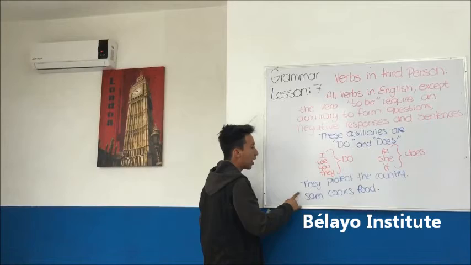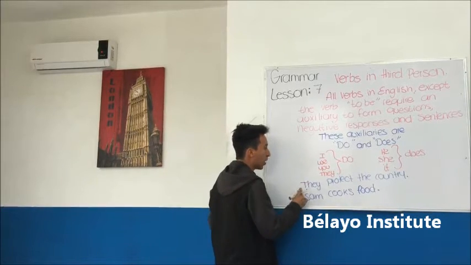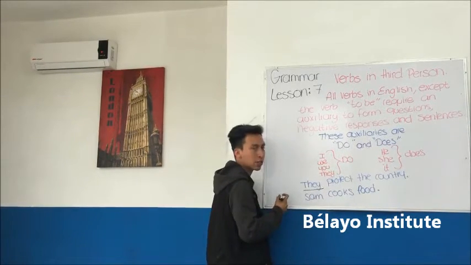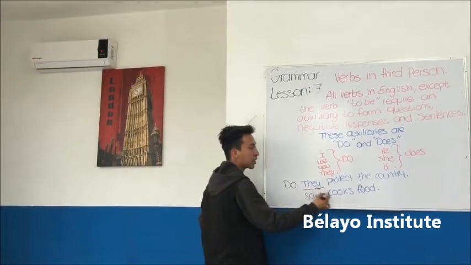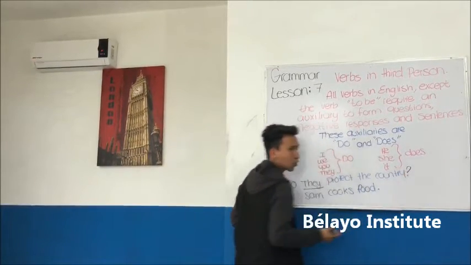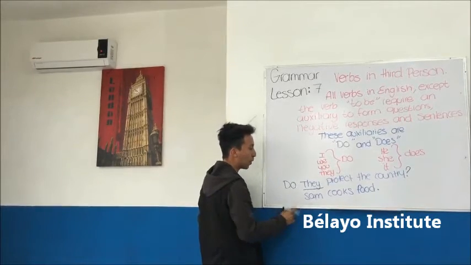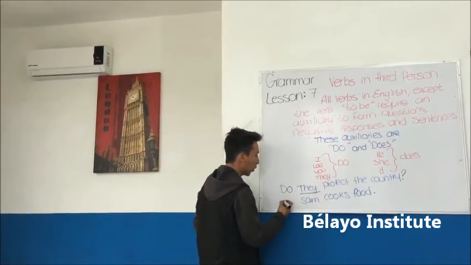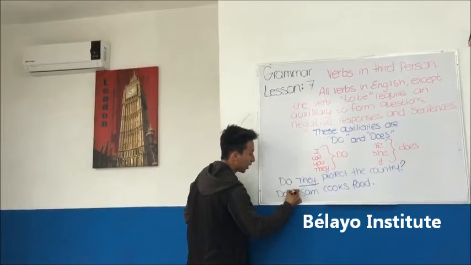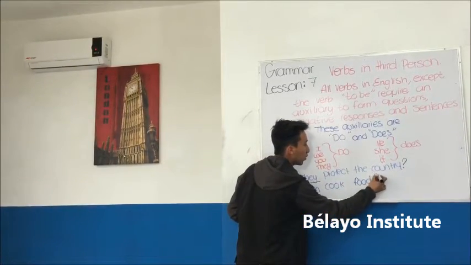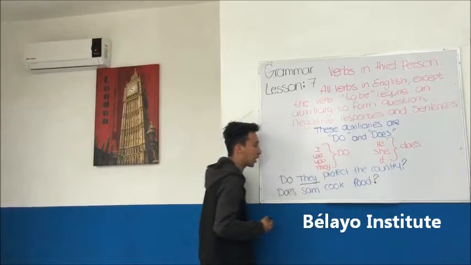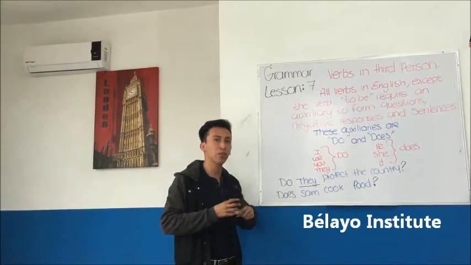For example, they protect the country. This is first person, so we're going to add do at the beginning. Do they protect the country? And the question mark. Then, for the third person, Sam cooks food. We're going to put does at the beginning. We're going to eliminate the letter s, and we're going to add our question mark. So it's going to stay: does Sam cook food?